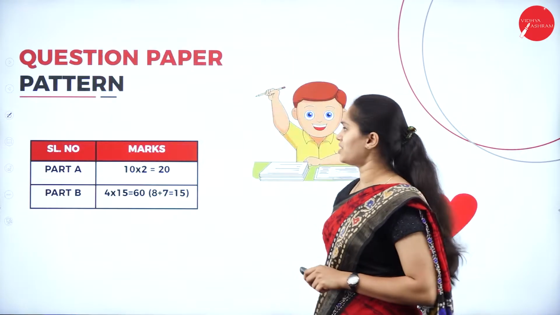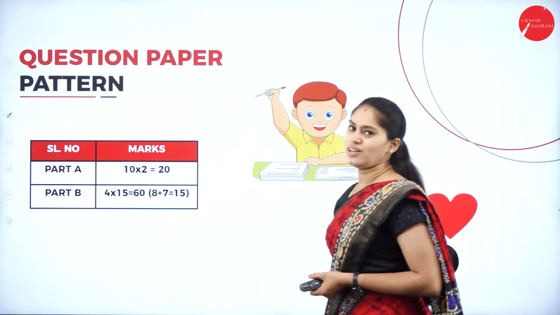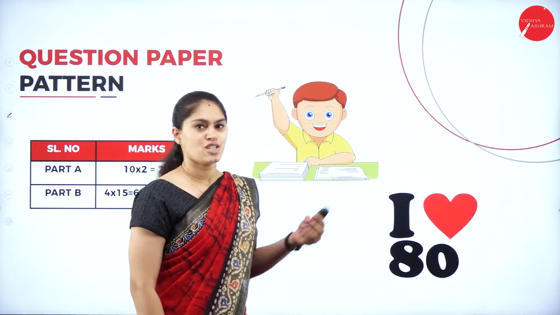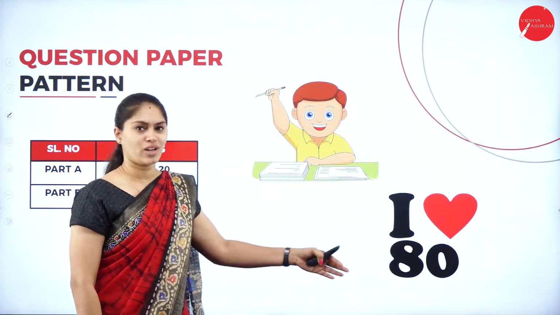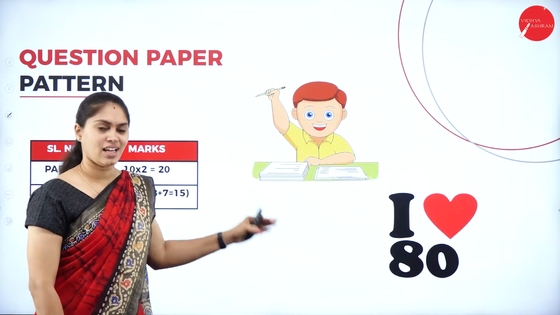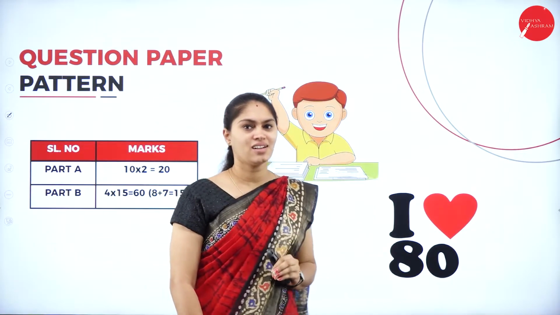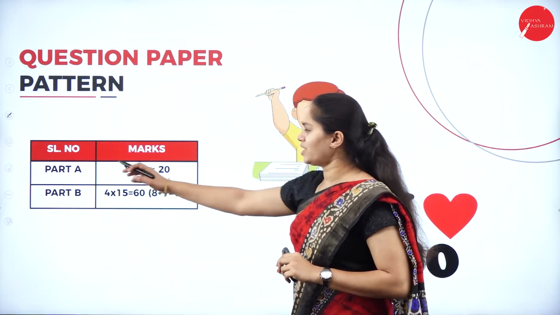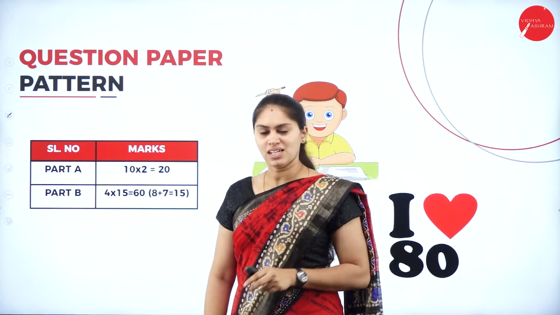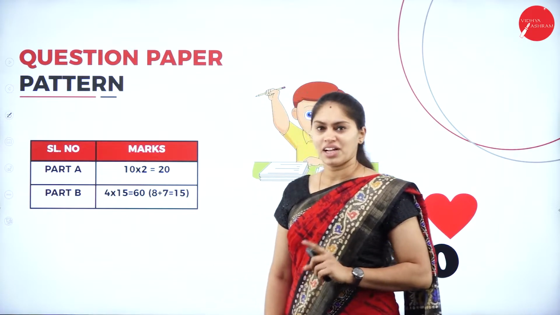So now we'll see about the exam pattern. Who loves to get 80 in software engineering? You all are going to get 80 on 80, if you work on that, right? So we'll see the pattern here. Totally it comprises two parts. One is part A and another one is part B.